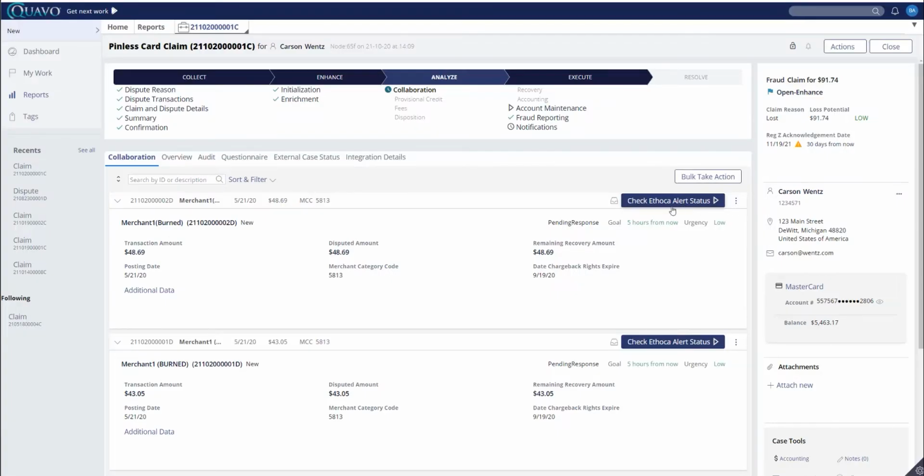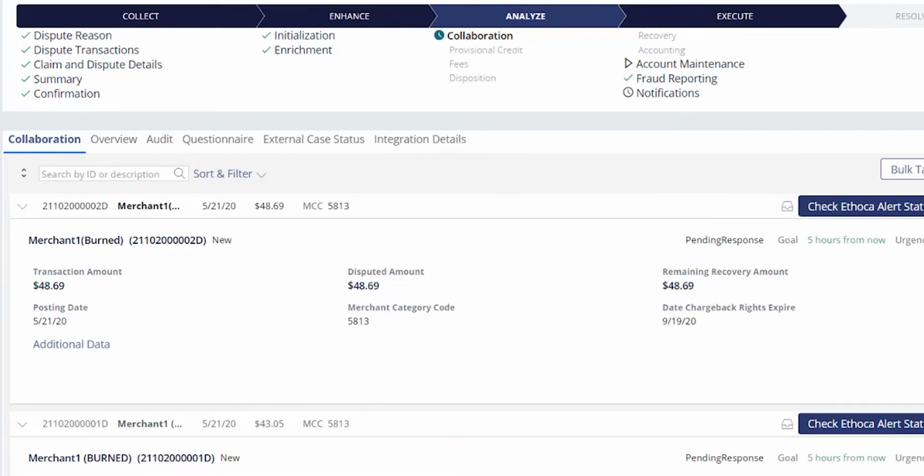The first step in the analyze phase is our collaboration step. In this step, QFD is making an automated call to Ethica and/or Verify to attempt resolution on a cardholder's behalf prior to beginning a chargeback. This call is automatically made in an attempt to recover the funds from the merchant. QFD will then update and store the Ethica or Verify decision on this case and move it forward as needed.